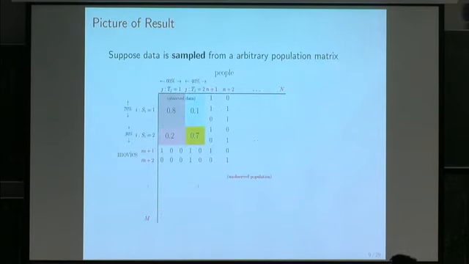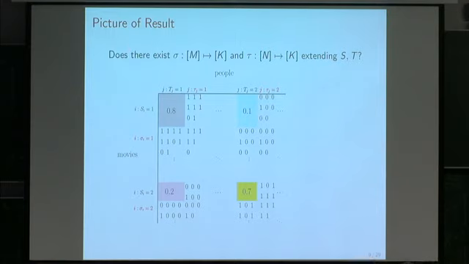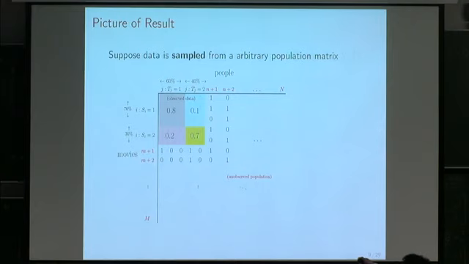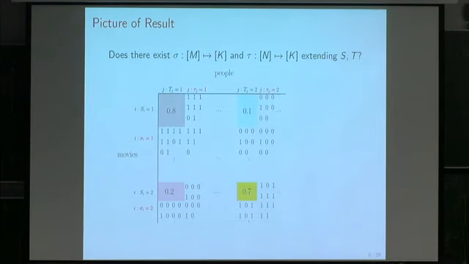What we're going to show is the answer to the question: does there exist something? Here the underlying population is just some bigger matrix that we've sampled from, with capital M and N rows and columns, and we're not making any assumptions on its form. It's just some arbitrary population matrix. We're going to ask if there exist clusterings of the bigger population that extend the data. So sigma will extend S, and tau will extend T.